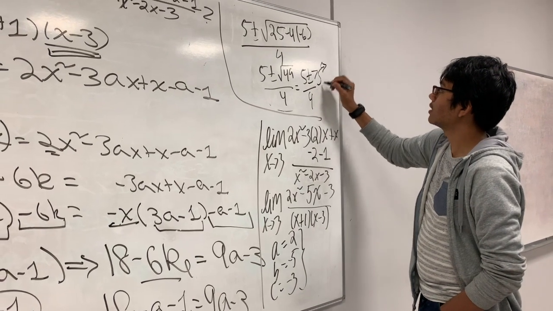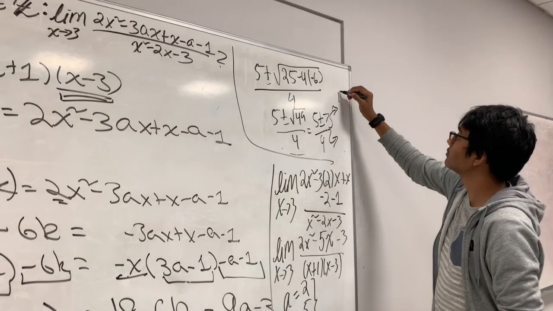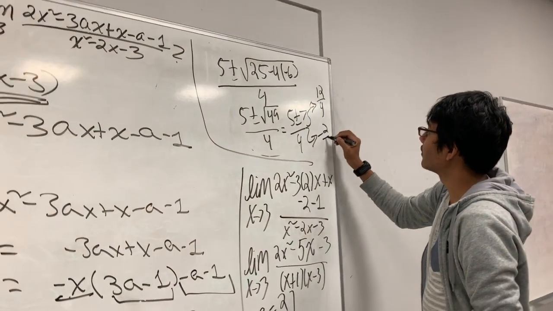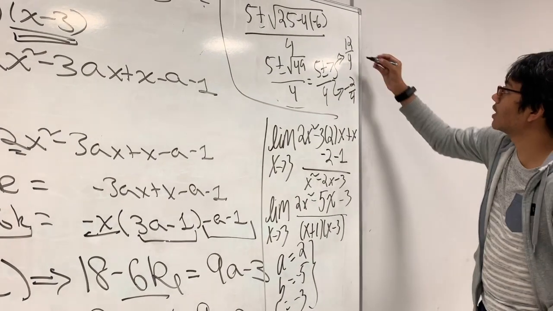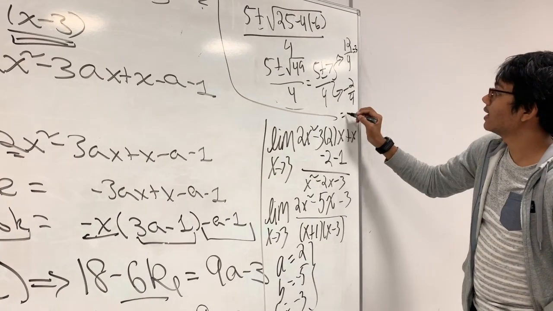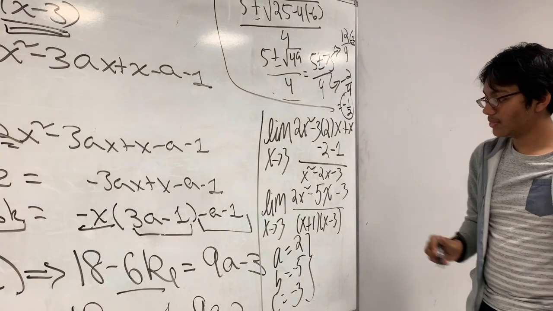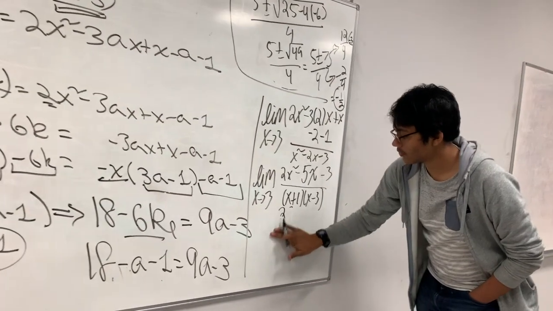And now we have the two solutions. 5 plus 7 is 12 over 4. 5 minus 7 is negative 2 over 4. So now we have our two solutions for the quadratic, which are 3 and negative half. So what does that mean? That means we can factor the numerator now. Okay, so let's factor the numerator.